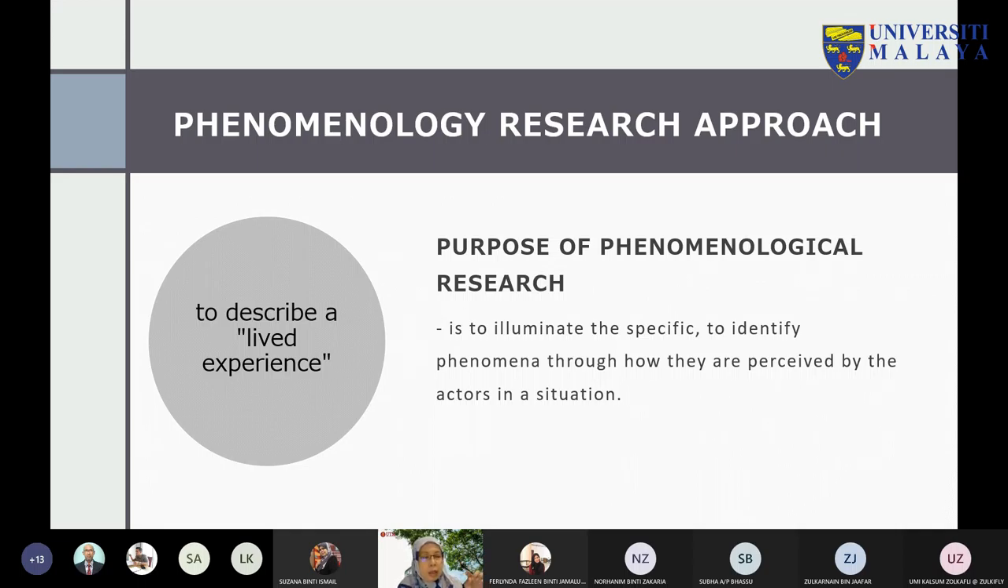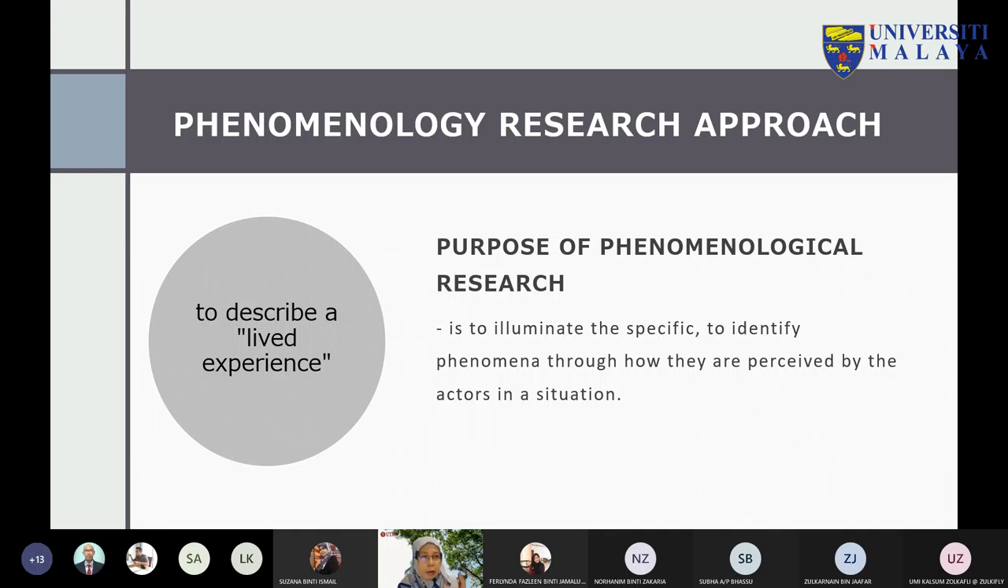Third is ethnography. So ethnography, you choose some community in some area, you study them, their daily life activities. So that is ethnography.